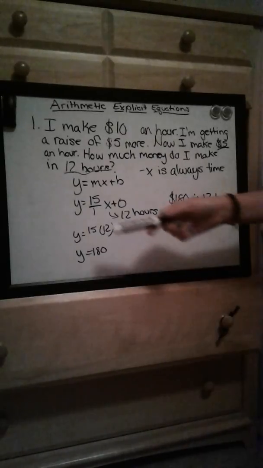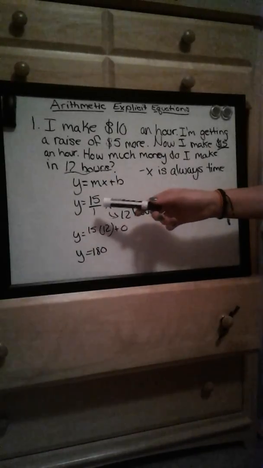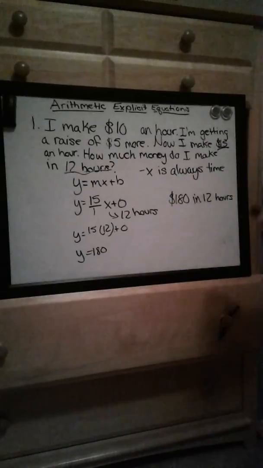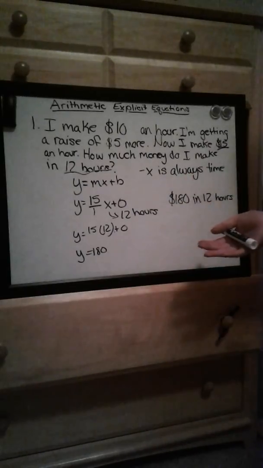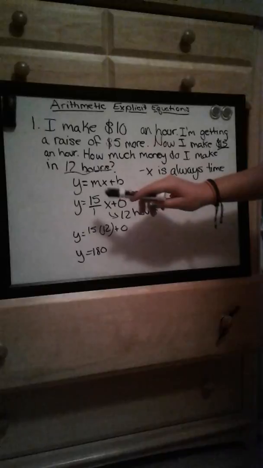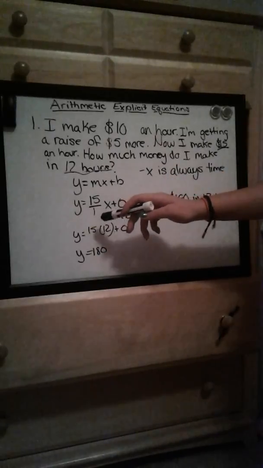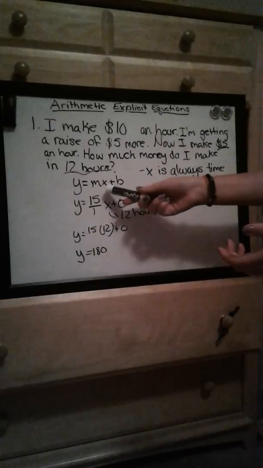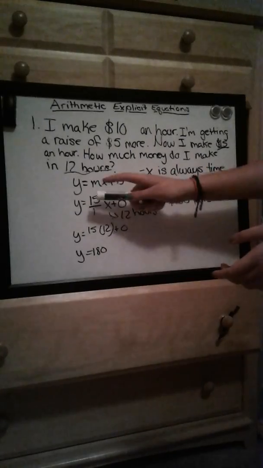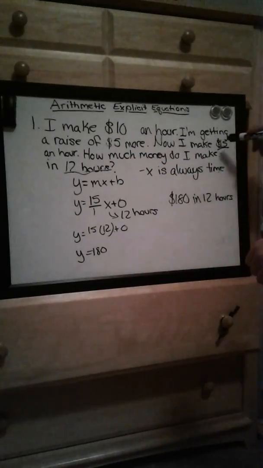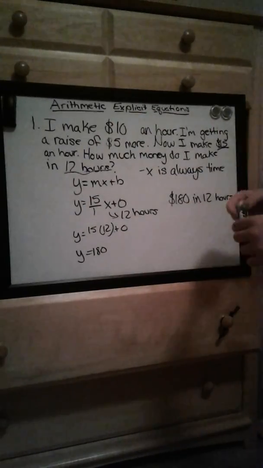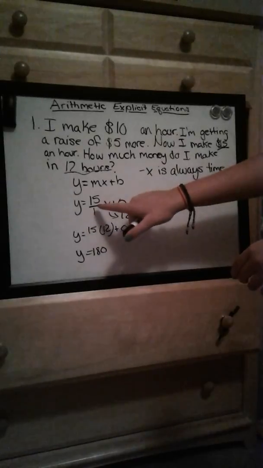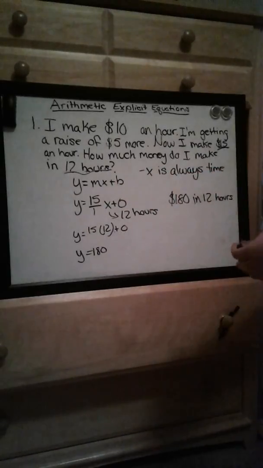Okay, so we know that y equals 15 over 1x plus 0. Wait, stop, Gabby. Where did I get all that information? Well, I'll show you. Okay, so y equals 15 over 1. Where did we get that? That's our slope, because we know m is slope, and we've just replaced it, because all these are variables. So our 15 is $15 an hour. So that's going to be your slope. So for every 1 hour, you're making $15.